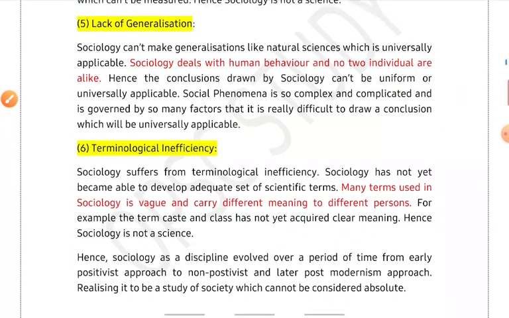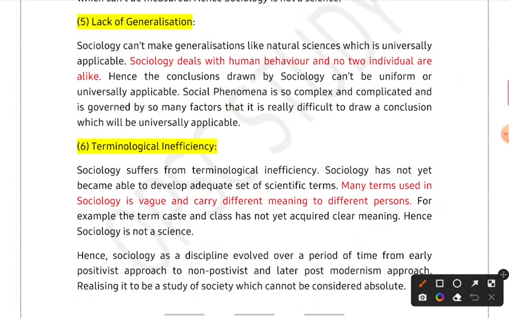Then you cannot go for generalization, because human behavior is involved and no two individuals are alike. So obviously their understanding with regard to that institution will be different. So you cannot make a generalized theory in regard to it.